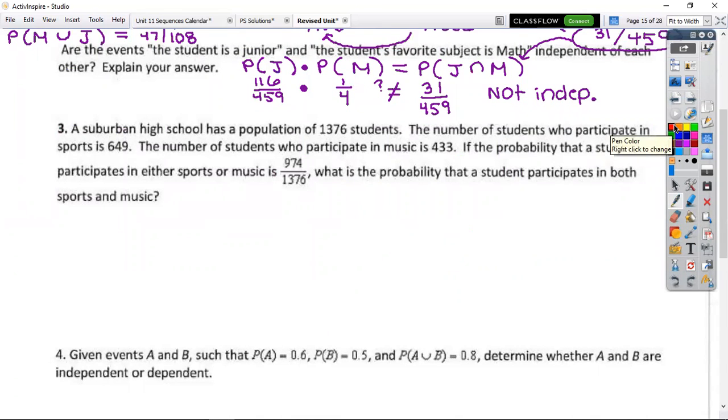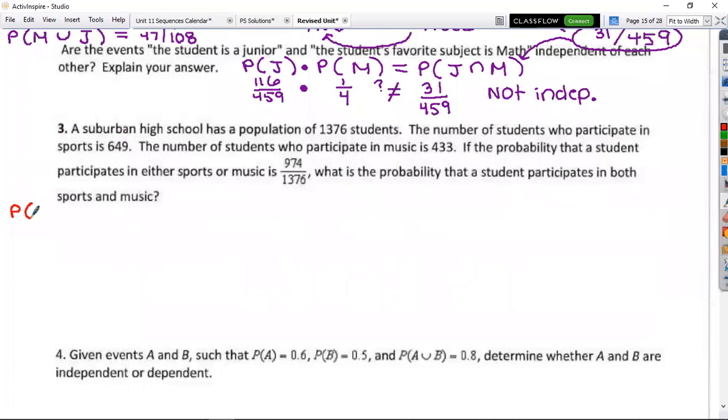So the high school has a population of 1,376. Those who participate in sports. So over here, I'm going to say probability of sports equal to 649 over 1376. Probability that they like music or participate in music is equal to 433 over 1376.